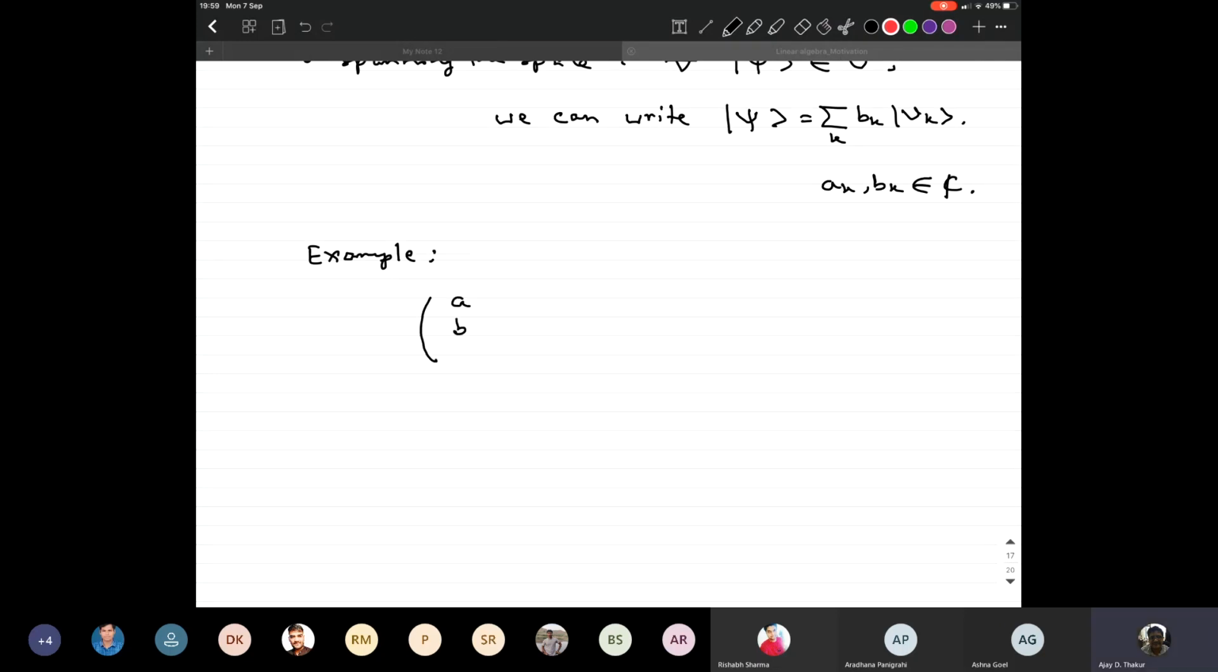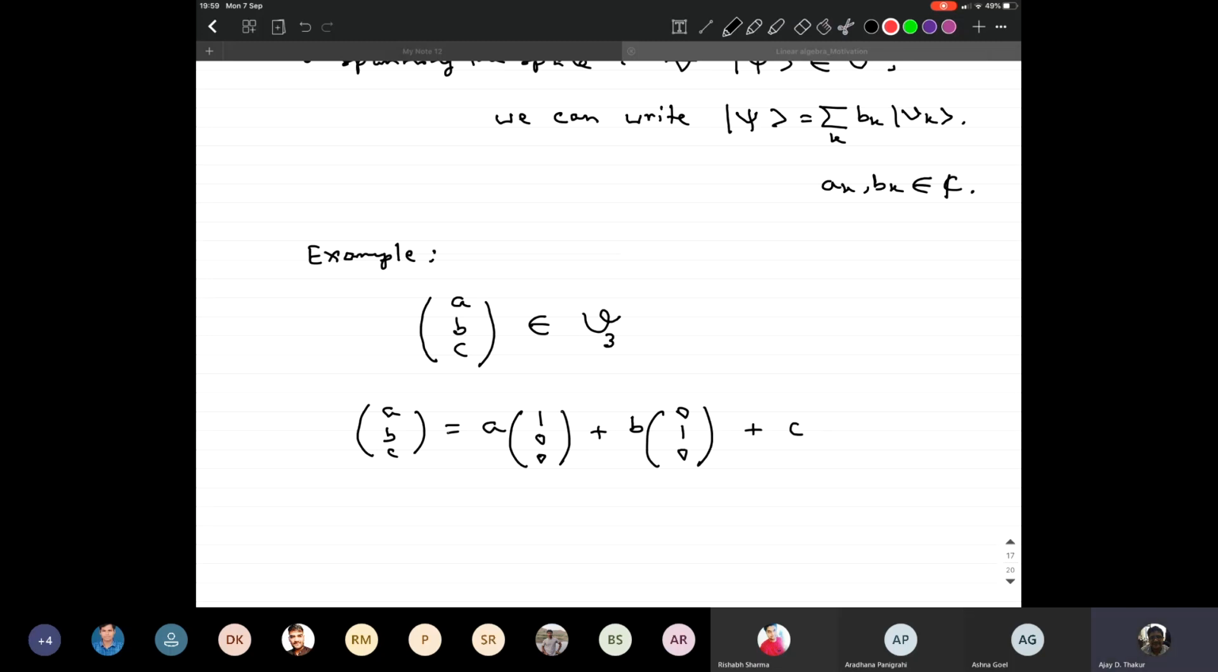So if we are talking of a vector (a, b, c) contained in a given linear vector space, say we call it V3, then we automatically see that this (a, b, c) could be written as a times (1, 0, 0) plus b times (0, 1, 0) plus c times (0, 0, 1). Therefore, this set of vectors, (1, 0, 0), (0, 1, 0), and (0, 0, 1), forms a basis set. Fine.